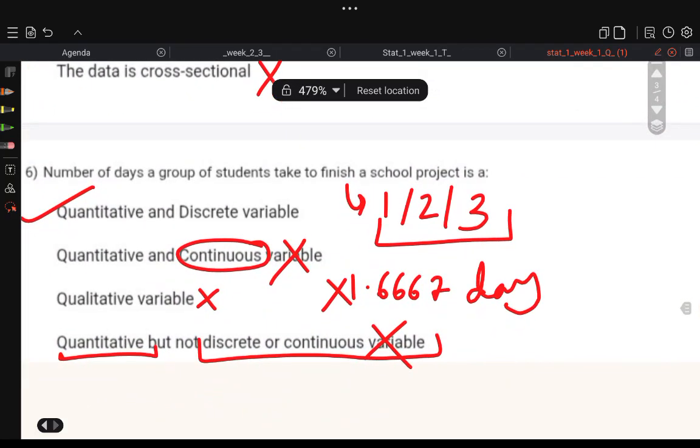Now, the number of days a group of students takes to finish a school project is also discrete. One can say a student finished the project in 1.5 days, but it is unfeasible to say that a person has done the project in 1.667 days, right? So it is not continuous. There are not infinite pieces of days. A person can say they completed the project on the first day or the second day, right? So it will be discrete, and it is quantitative, not qualitative. As it is numerical data, it will be quantitative, right?